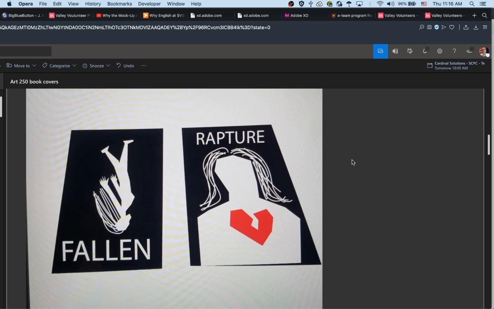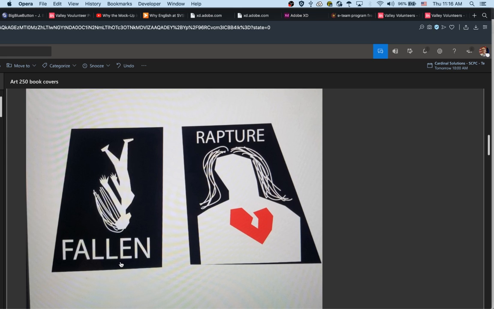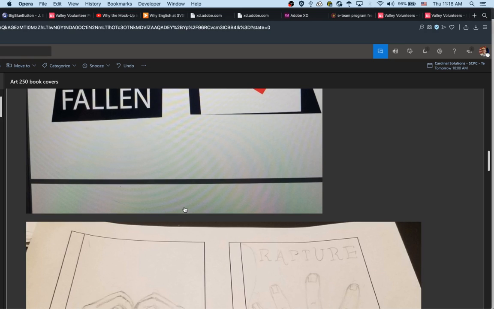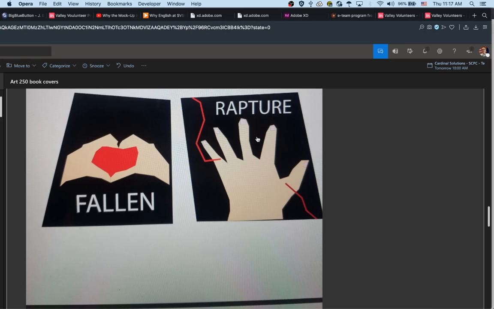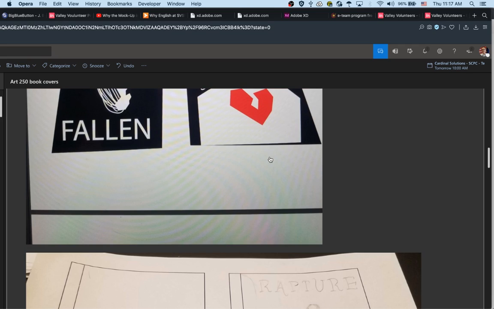If I could combine any two, I would combine this one. It's a little literal, but I still find it interesting. And this one. Okay, so first, let's talk about how theme could be applied to this rapture with the hand and this one with fallen.